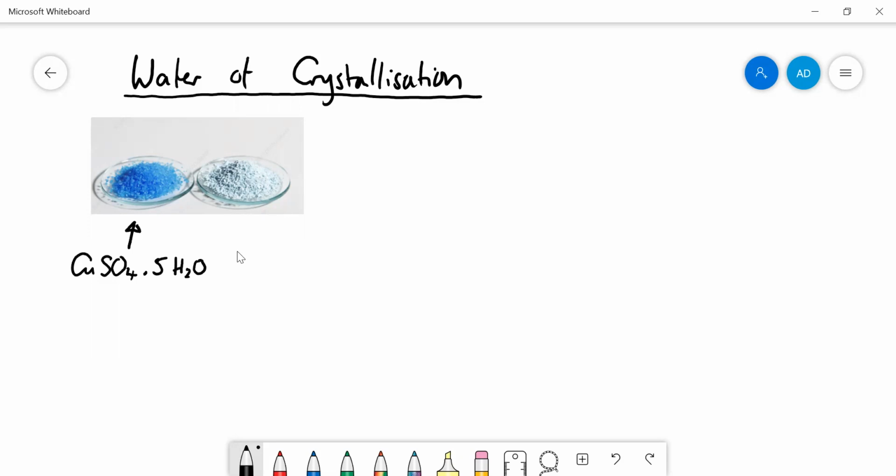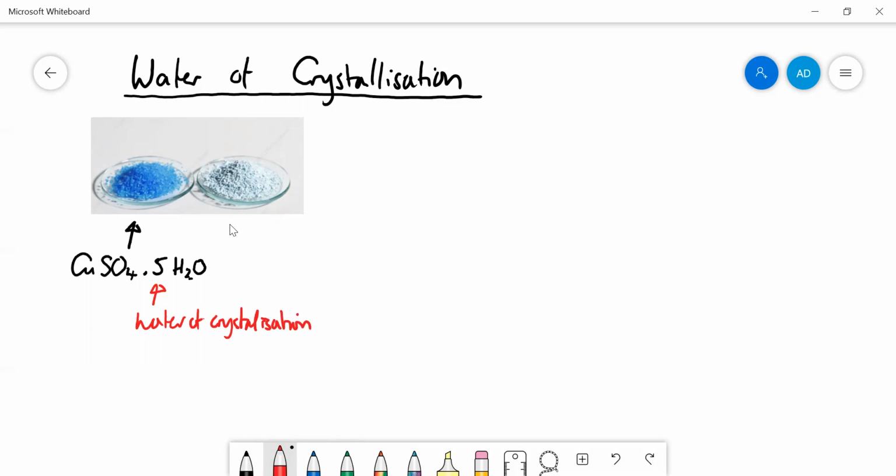The ionic lattice of copper sulfate actually always has water molecules trapped in it, and it's always exactly 5, and they're not just put in any old way. It's a regular geometric arrangement, and that's why it's always 5. This number 5 here is called the water of crystallization, and it's nearly always a whole number. It is always a whole number, really.